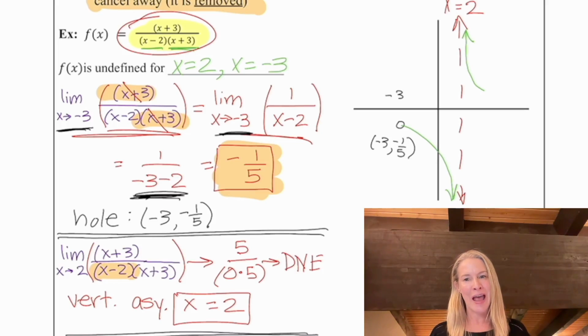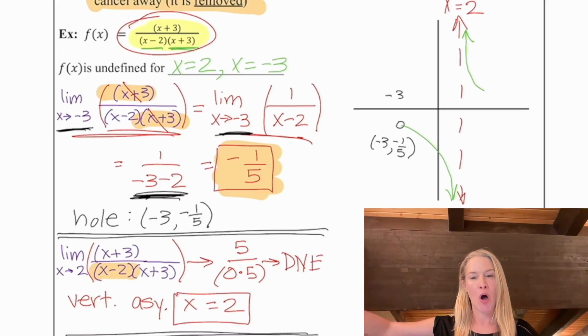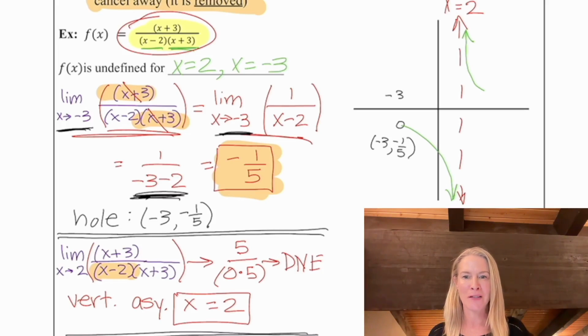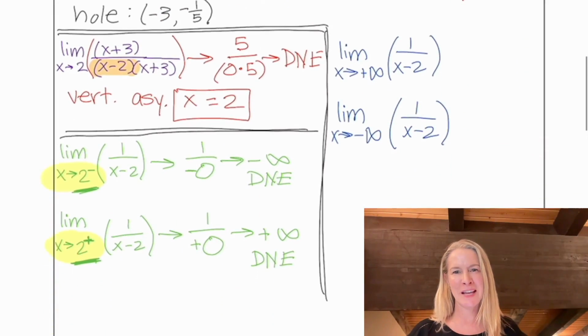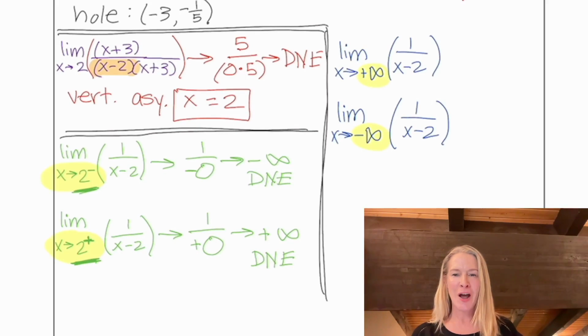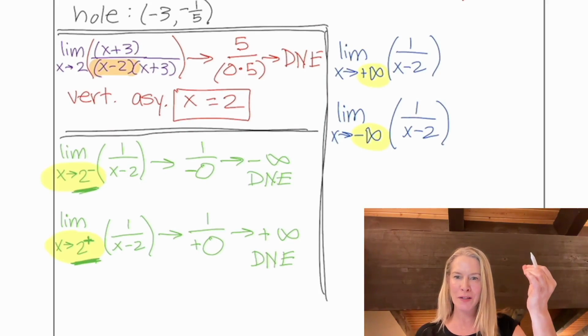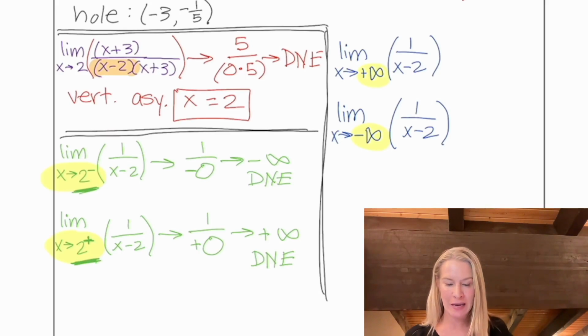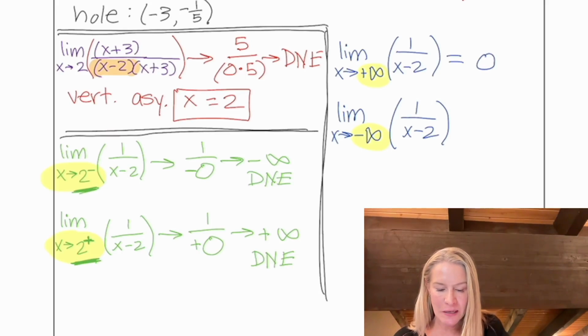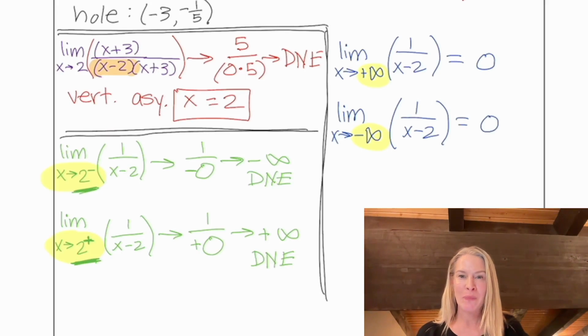Now let's take a look at the end behavior and see what happens as x gets really, really big and really, really small. Those are the limits as x approaches positive and negative infinity. Here are my limits as x goes to positive and to negative infinity. Now, in both cases, we have 1 on top and we'll be dividing by something infinite. So I know in both cases, that limit is going to go to 0.